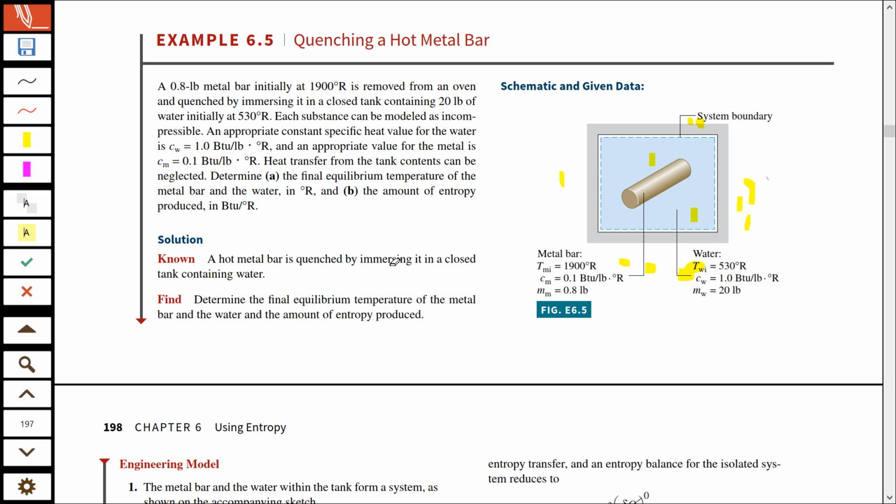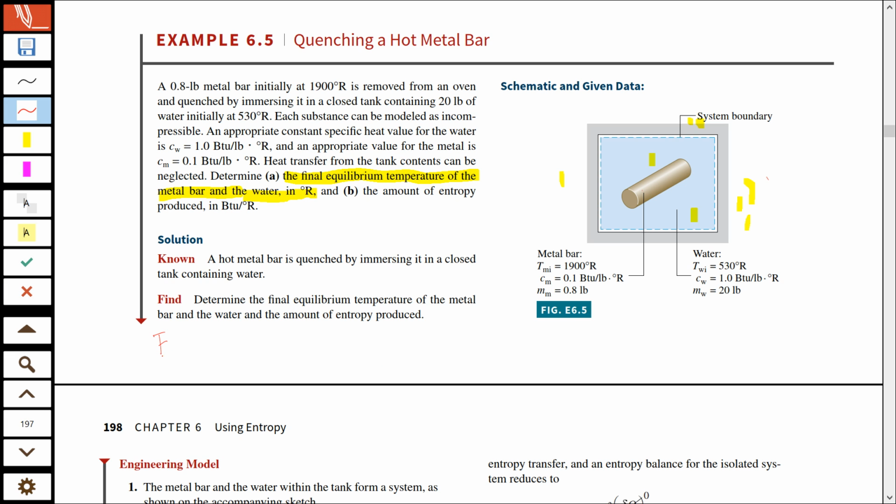What is the question? In part A, we're expected to determine the final equilibrium temperature of the metal bar and the water. Of course, these two will interact in such a way that finally, and let's represent that by F, finally I will have a temperature Tf of the whole system. That will be my equilibrium. So if that is Tf, now let's write the energy balance.